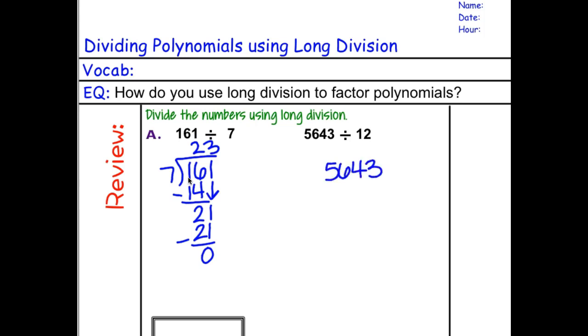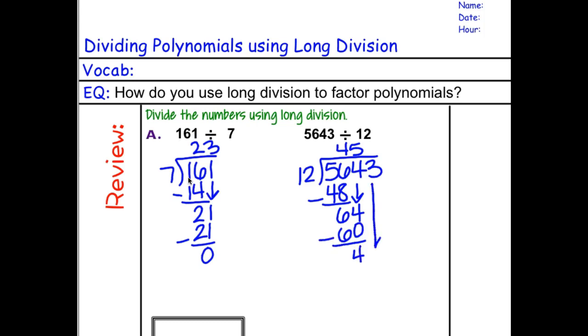5,643 on the inside, 12 on the outside. 12 can't go into 5, it can go into 56 4 times, which is 48. We subtract and we get 6, then we drop the 4 down. 12 can go into 64 5 times. 5 times 12 is 60. 64 minus 60 is 4.